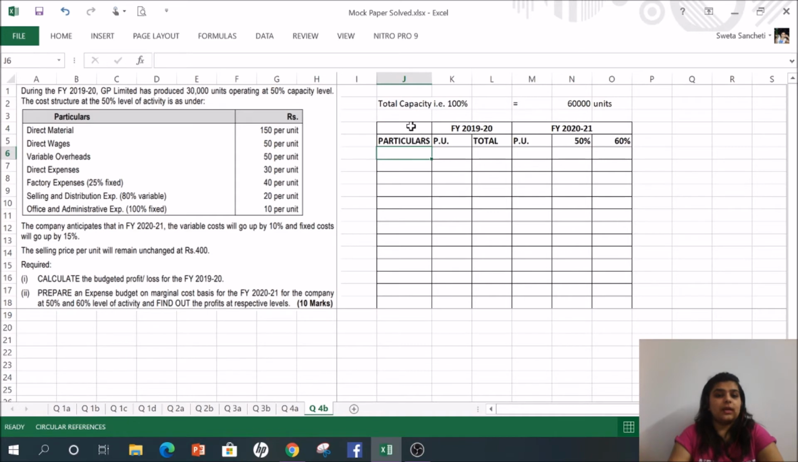First we'll start with our sales, since we need to find the profit. So A, sales. Sales per unit is given as 400 and they say that it remains unchanged. 400. Before that, let us first find out the number of units. It would be easier for us if we write the number of units here.